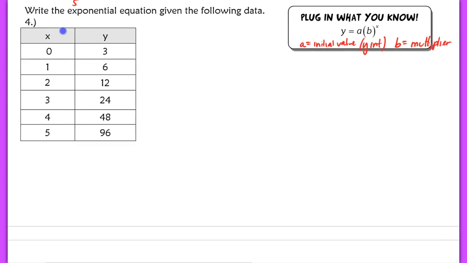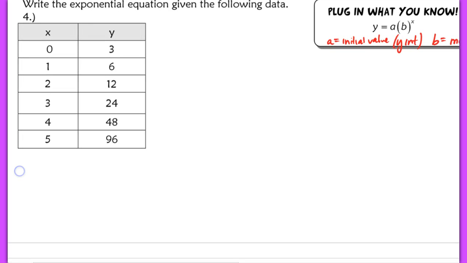The first thing I want to check in problem 4 is that my x values increase by 1. Since they do, I can assume then that my multiplier here, which happens to be 2, right? To get from 3 to 6, I multiply by 2. From 6 to 12, multiply by 2. Then I can assume that that multiplier is correct. The b value here is 2.